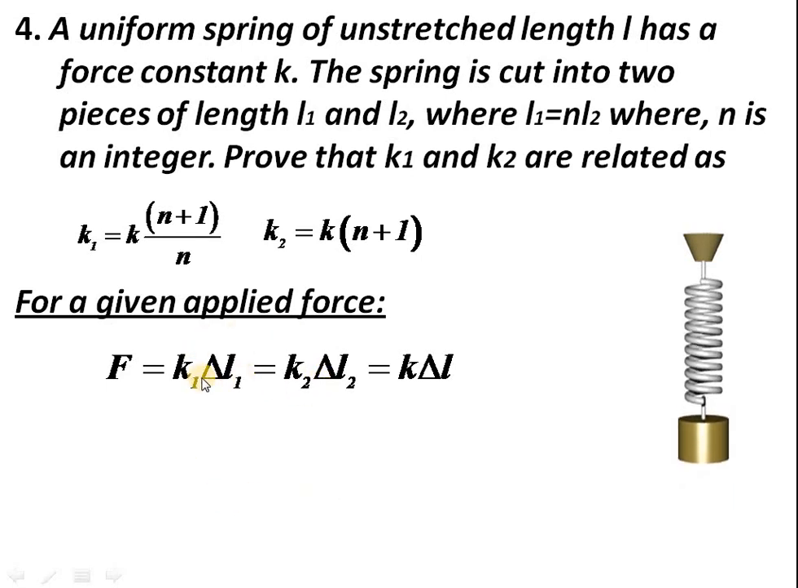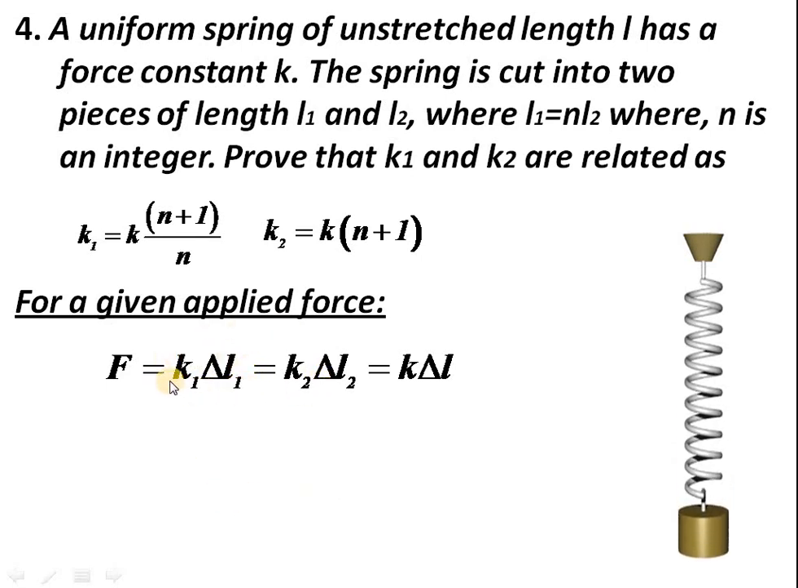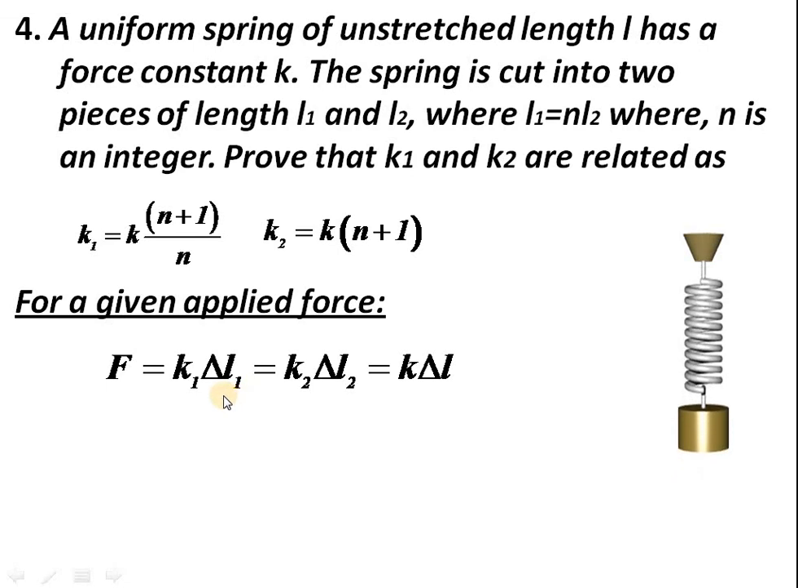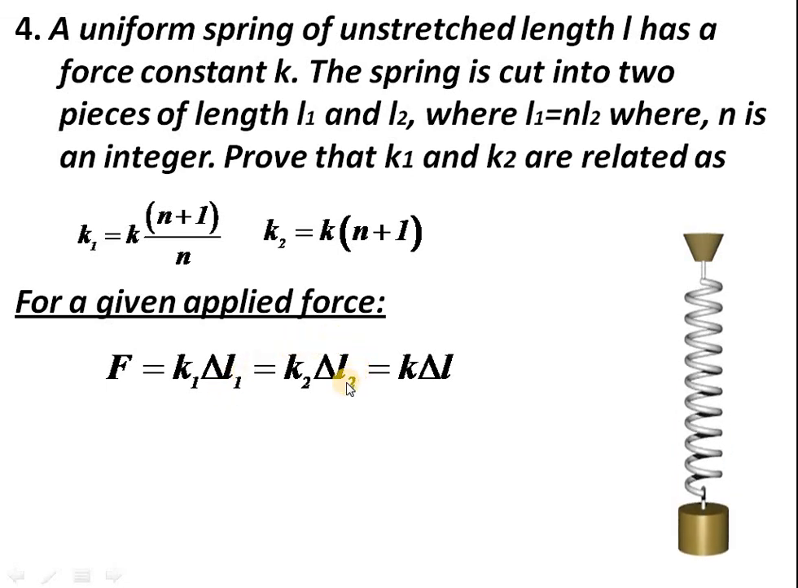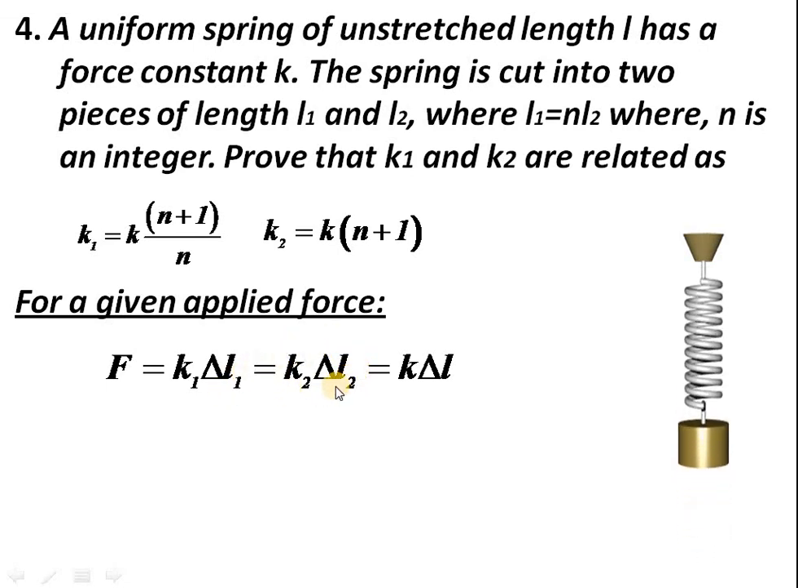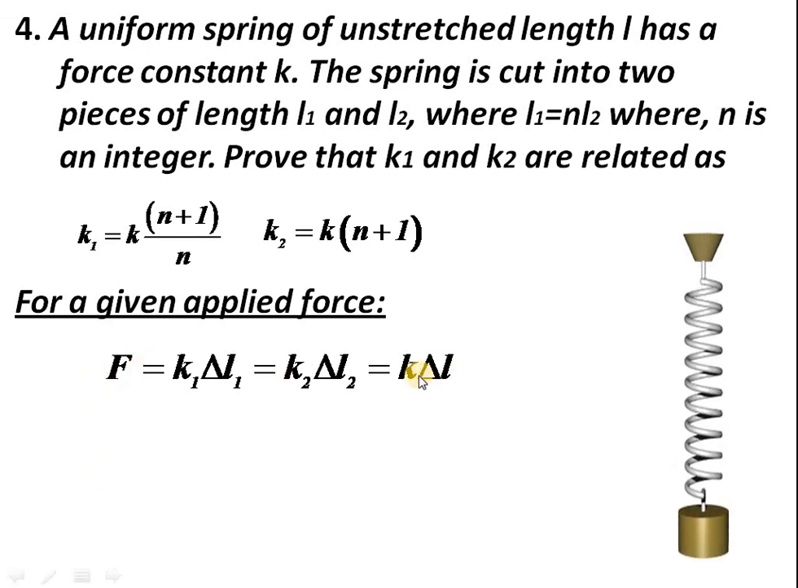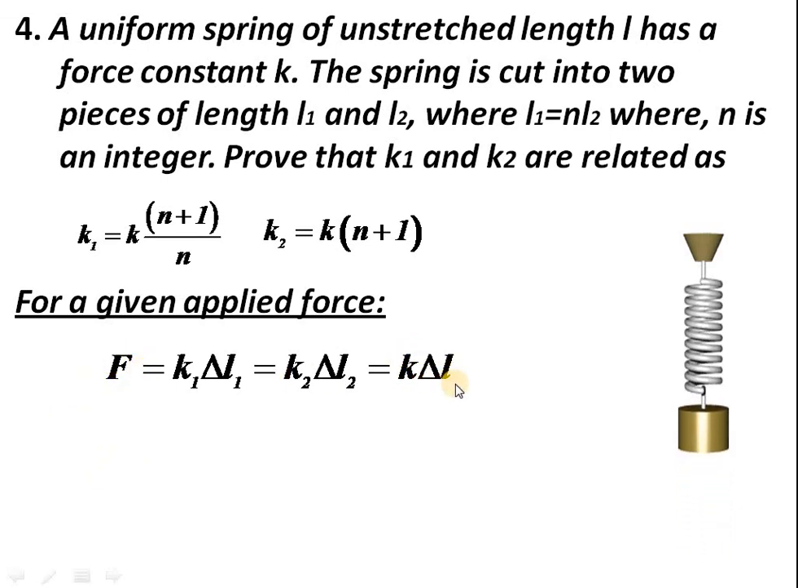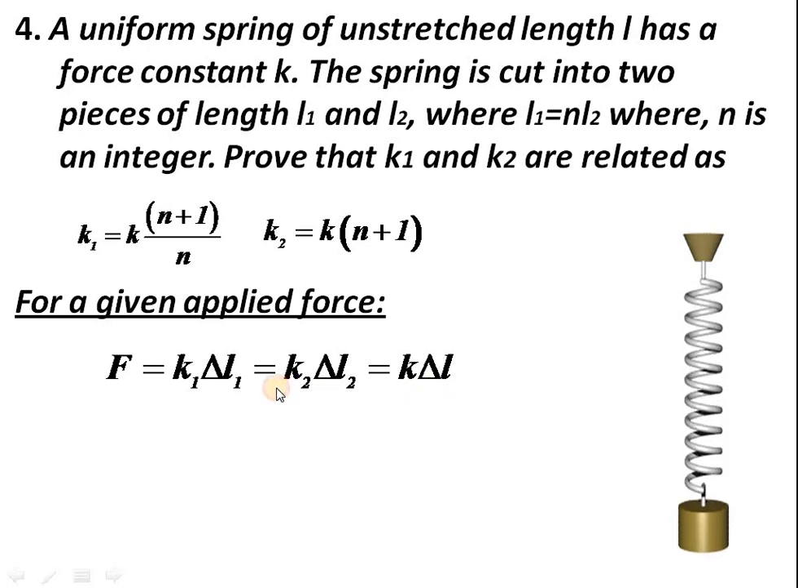So you can write for the first cut spring as K1 into delta L1. Similarly, for the second piece, you can write K2 into delta L2. And for the original spring, you can write K into delta L. Delta L is the stretch, the increase in length. We know that restoring force is equal to spring constant into increasing length. Again, it is given here.